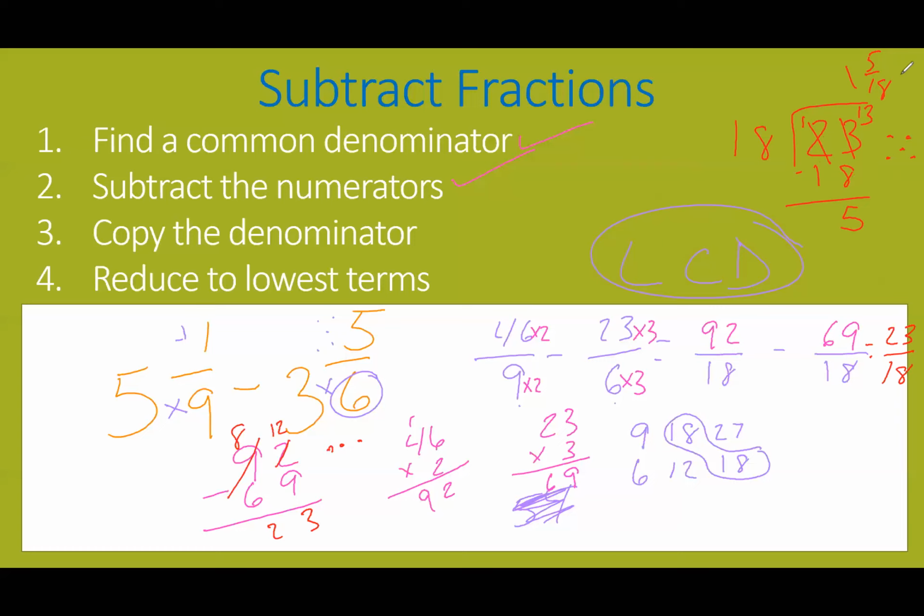Is that in lowest terms? Let's see. 5 can be divided by 5. Can 18 be divided by 5? Nope. So my answer of 5 and 1/9 times 3 and 5/6 is 1 and 5/18. Is that the answer you got? I hope so. All right, let me clear my board.